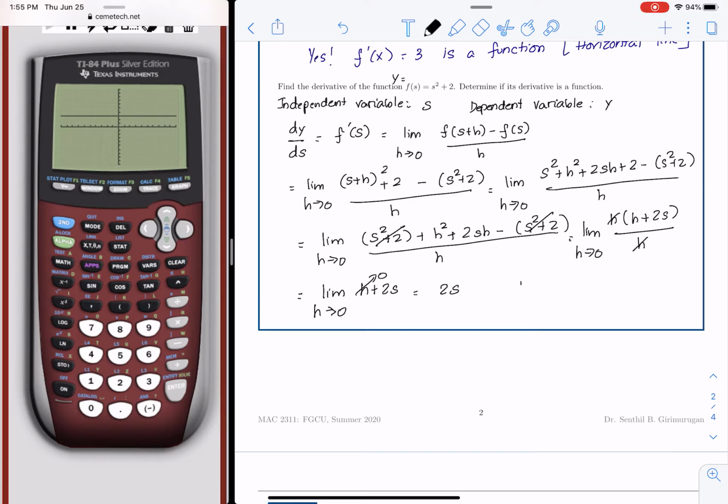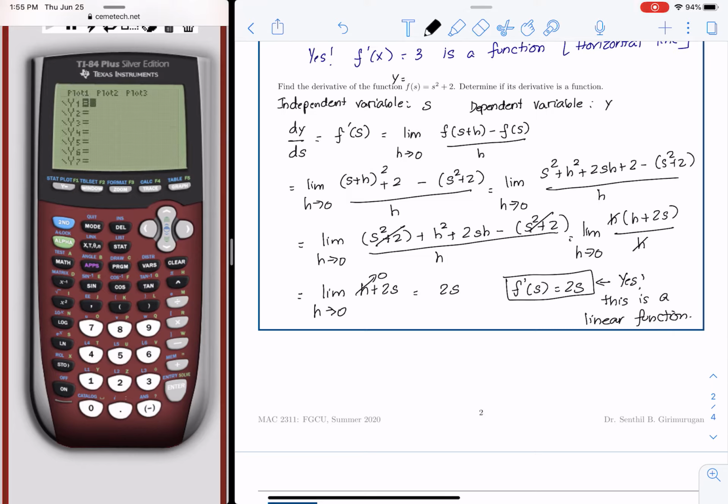So we have found f prime of s equals 2 times s. Is that a function? Yes. It's a linear function. It is a line. The calculator doesn't have the letter s, so I'm just going to use x instead. So the derivative we found is 2x. If you graph it, you get a function. So the derivative of a function, again, is a function.